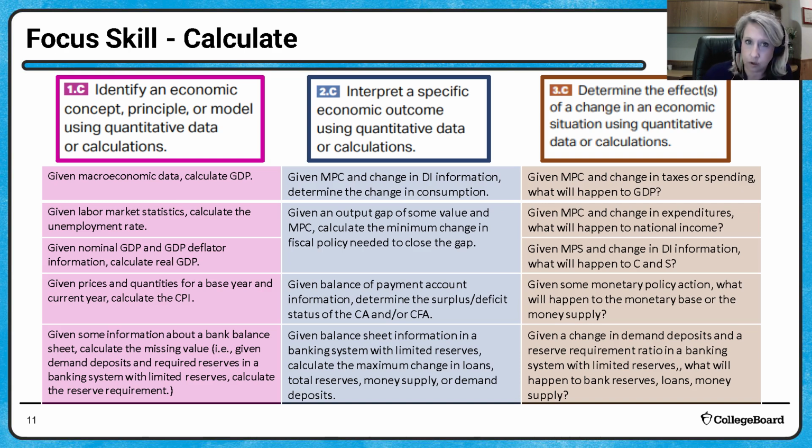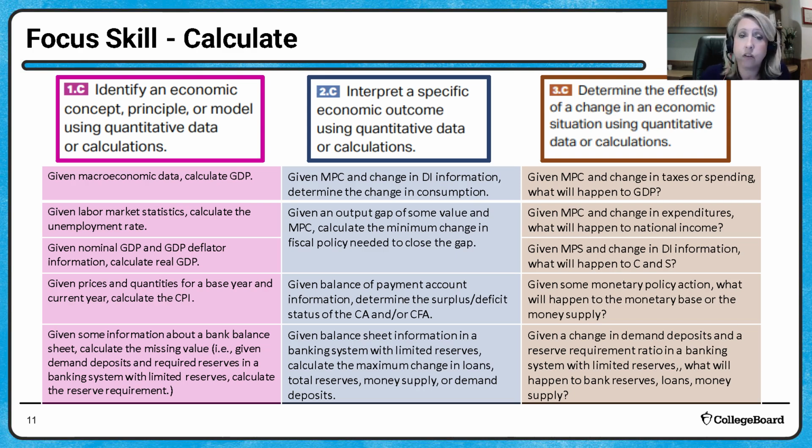And then skill category 3, that's the can we predict what's going to happen? So for example, given the marginal propensity to consume and a change in taxes or spending, what is going to happen to GDP? Given the marginal propensity to consume and a change in expenditures, what's going to happen to national income? It's another way of asking about that concept. Given some monetary policy action, what will happen to the monetary base or the money supply?